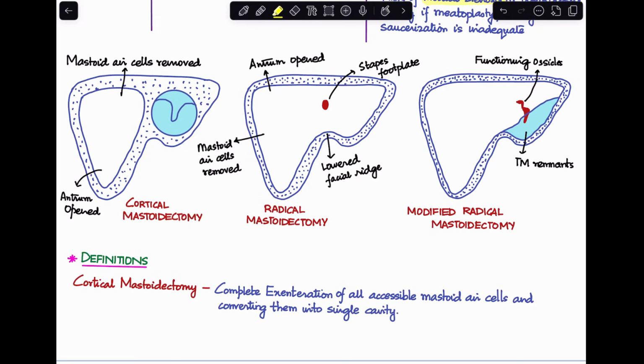So, first of all, is cortical mastoidectomy. If you see in the first image over here, this is the antrum, and this is the tympanic membrane. This is the posterior canal wall, which has been preserved over here. You can see how we open the antrum and clear all of the mastoid air cells, but we do not disrupt the posterior canal wall as well as the external auditory canal. So, cortical mastoidectomy is basically the complete exenteration of all accessible mastoid air cells and then converting these into a single cavity. It is important to remember the word accessible over here.